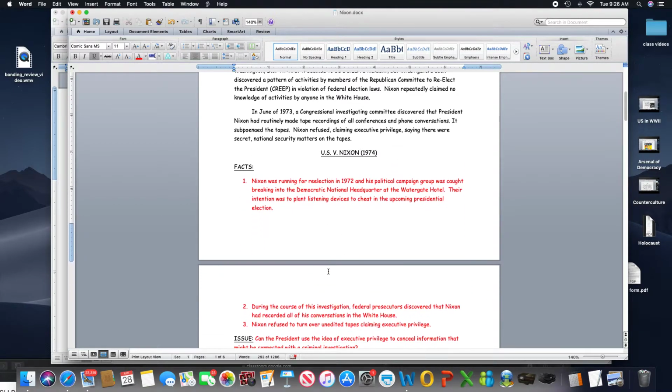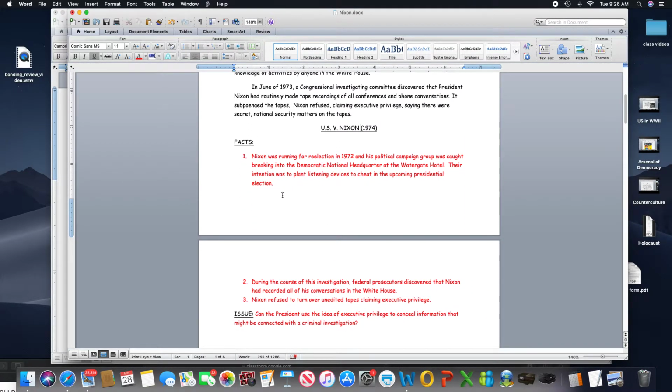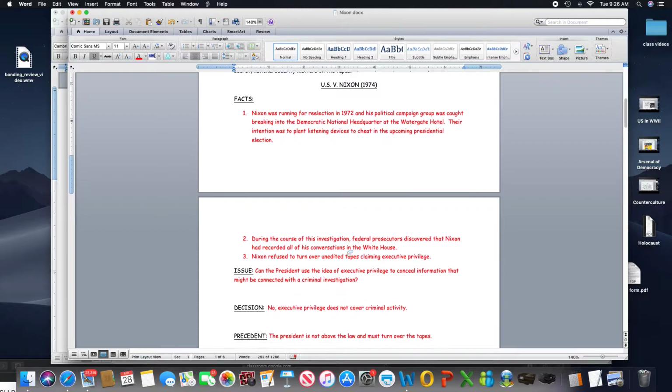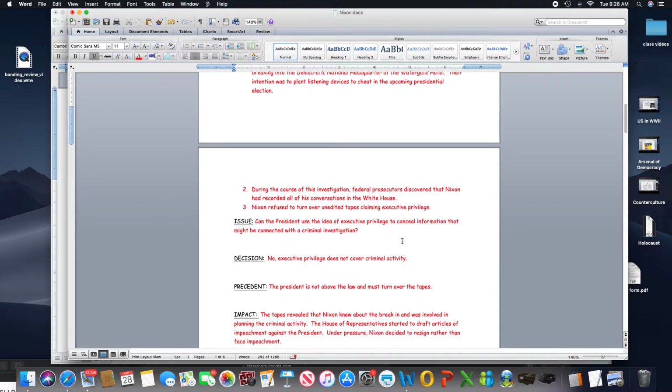So this is a little bit of a summary here, but I'll just read through it quickly, that Nixon was running for re-election, and his political campaign group was caught breaking into the Watergate Hotel where the Democratic National Headquarters were located. Then they revealed that there were some recordings of his conversations in the White House, and Nixon refused to turn over unedited tapes. He did provide some, but not all.